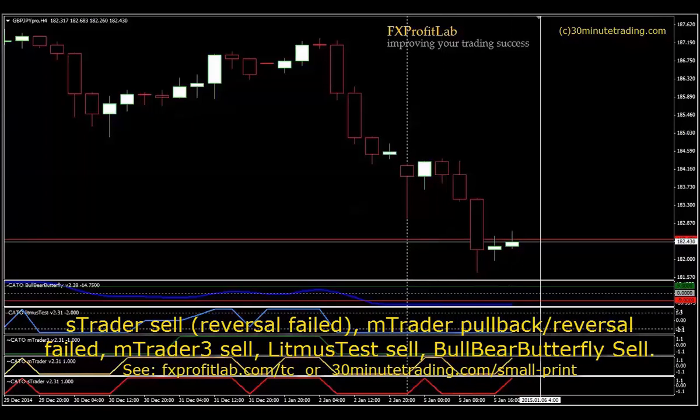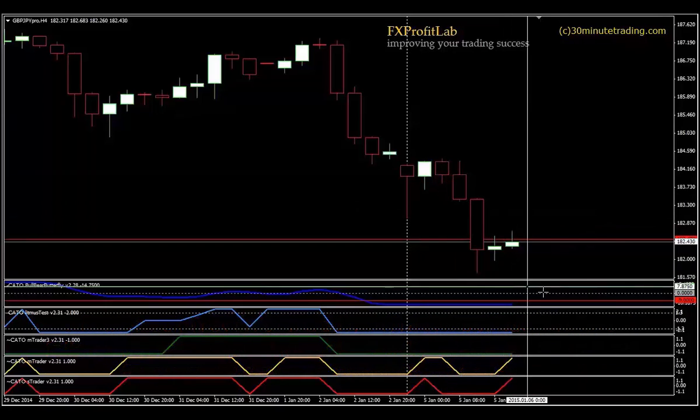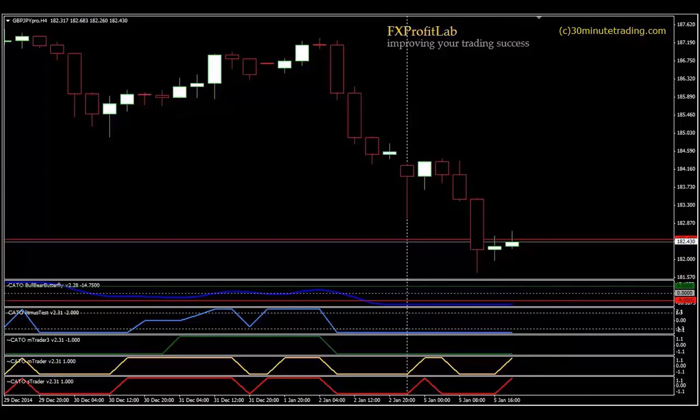And indeed that's what we did, and we took the money off the table as a result of the trade going down, as predicted by the momentum between the bulls and the bears, and the fact that the M trader momentum was pointing down, and litmus test was down, and the bull bear butterfly was down. So it's all about discipline. Be very, very disciplined. They're all pointing down.